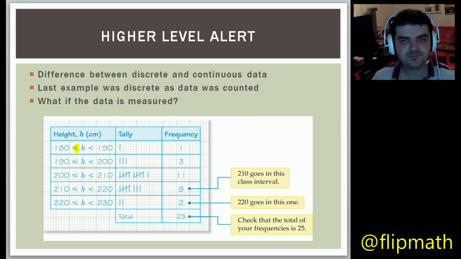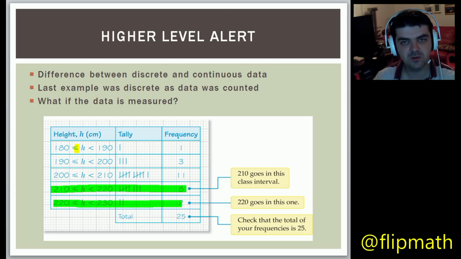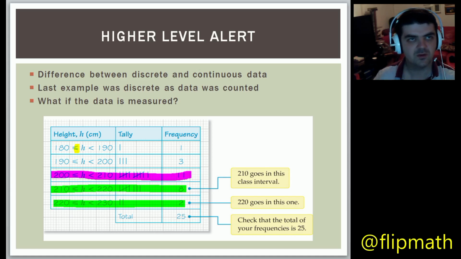So 210, if for instance that was a height, would fall into this one here. 210 to that one. 220 would fall into that one. And 209.99 would fall into that one. So if I just write those in, that one's there, 210 goes in there, 220 goes in that one, and 209.95 or something like that will fall in there.